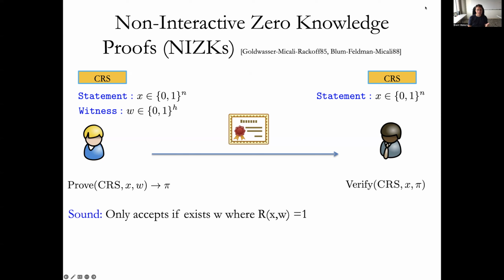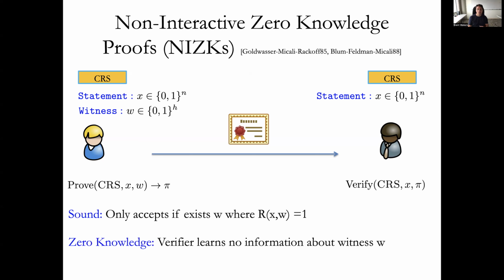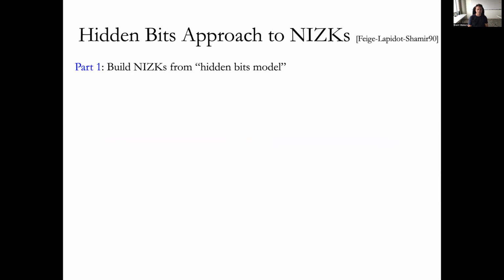And for any such a system, we need two properties. First of all, we want it to be sound, where the verifier should accept if and only if X is actually in the language. And also we want it to be zero knowledge, where the verifier learns no information about the witness W.